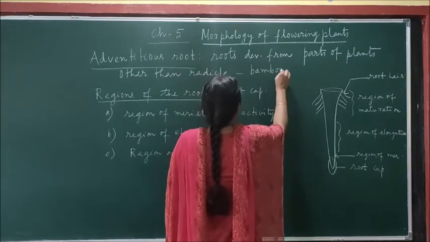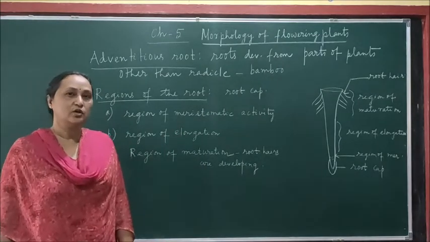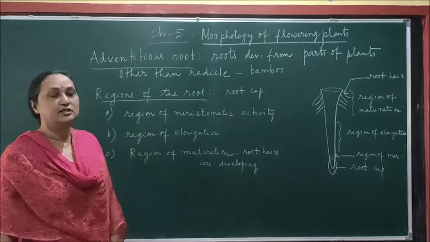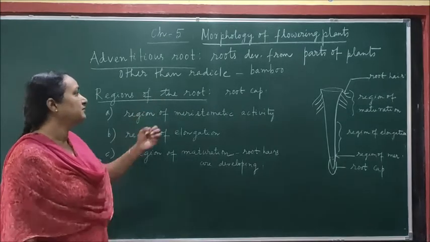In the bamboo plant we have seen that roots are developing from nodes, so that means they are not developing from the radicle. That kind of root is called adventitious roots. Okay. Now what are the different regions of roots?